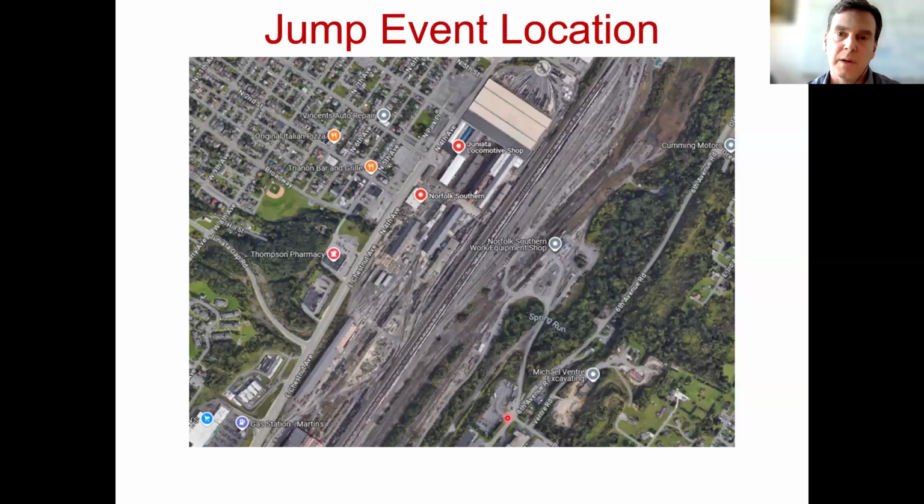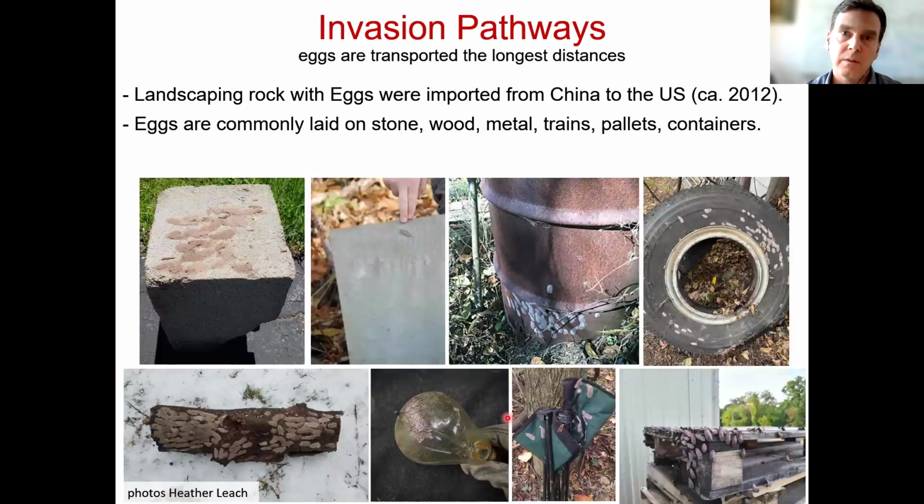So we have to think about, okay, these jump dispersal events are unique locations where a long distance transportation event has occurred. And so what are the property types here? This is actually one of the property types. This is a rail station. When we think about jump dispersal events or invasions in general, we have to understand what the invasion pathways are for particular species. And for lanternfly, it's the egg life stage that is transported the longest.